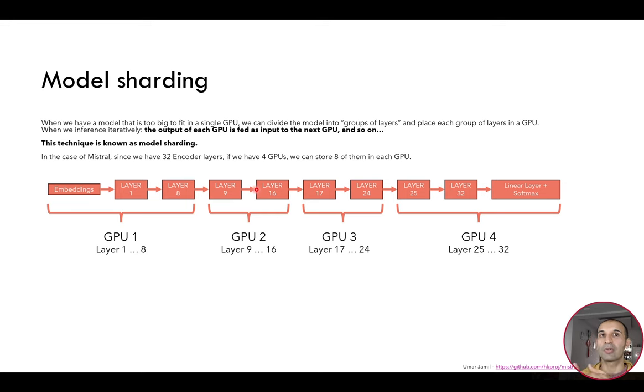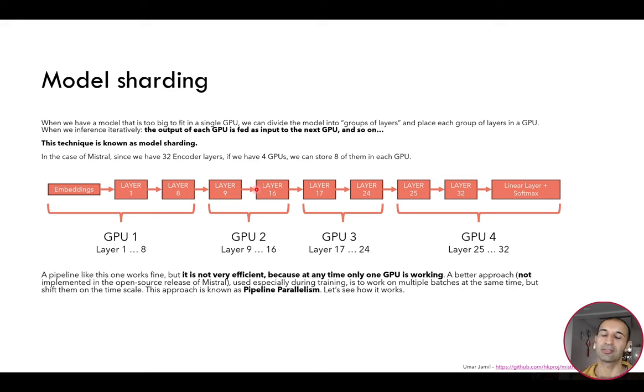We take this output, we move it to the next GPU. So it will become the input of the layer number 17, and then we run iteratively through all the layers until the layer number 24, which will produce an output. We move it to the next GPU, we run it through iteratively until the layer number 32, then we take the last linear layer and then the softmax to produce the output of the model. However, you can notice that this method is not very efficient because at any time only one GPU is working.